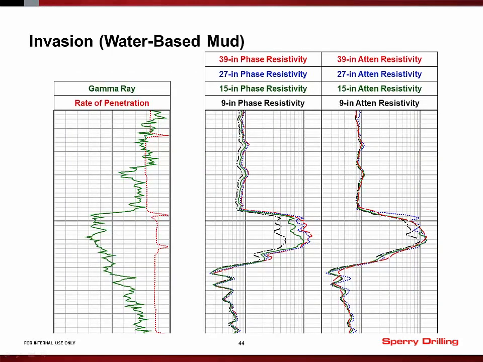Here's an example of how invasion affects the resistivity log. I've got data here again from the EWR phase 4. We have phase shift resistivity in this track and attenuation resistivity in this track. The black curves are the shallowest, the deepest is the red curve. On the left I've got a gamma ray and ROP curves. The interesting part is this part in the middle here where we've gone into a sand. We can see low gamma ray here indicating a sandier section compared with the intervals above, which are shale.